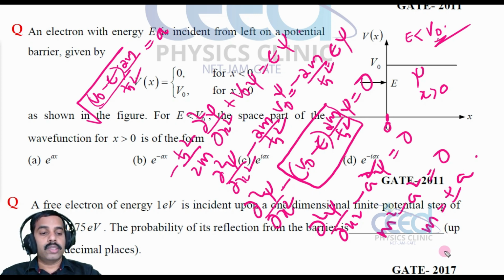So what is the solution? The general solution is e raised to ax plus e raised to minus ax, right? We may have some constant here, which I have not written right now. Now this is the case E less than V0. Now we have to apply the boundary condition.